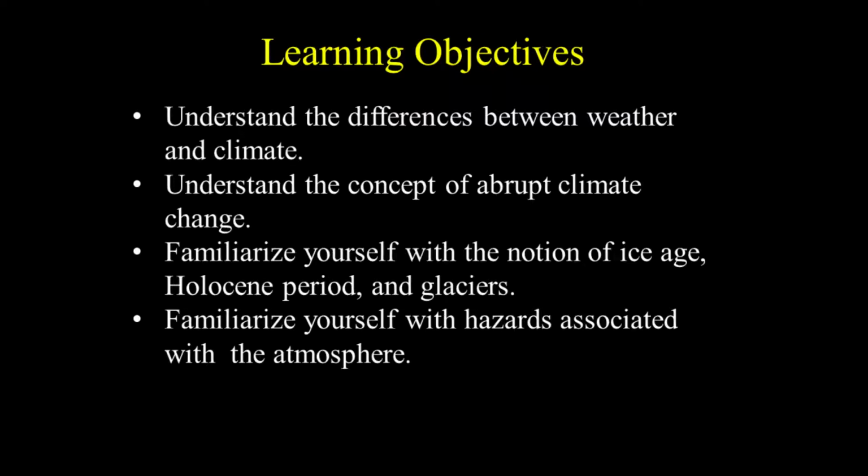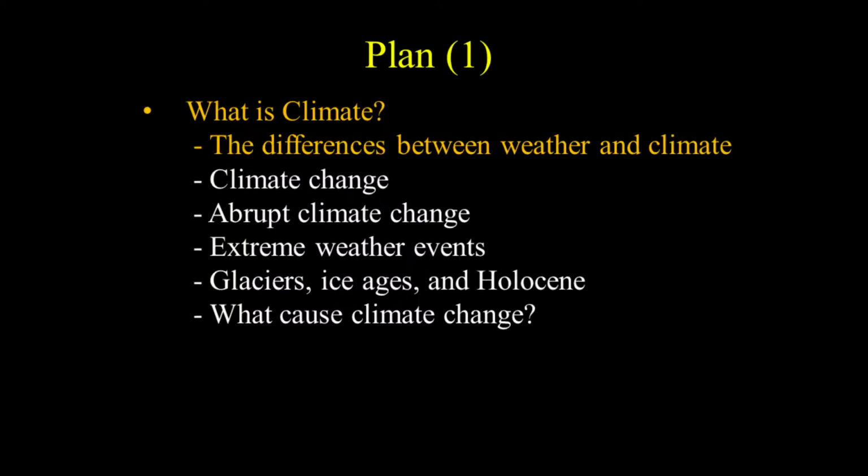The learning objectives here are to understand the differences between weather and climate. Understand the concept of abrupt climate change. Familiarize yourself with the notion of ice age, Holocene period, and glaciers. Familiarize yourself with hazards associated with the atmosphere. Let's start with the differences between weather and climate.